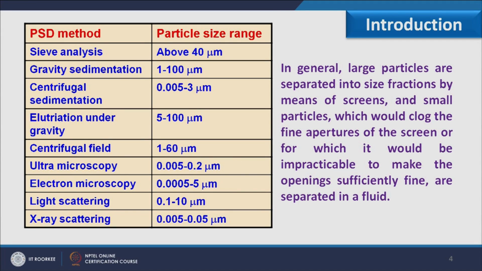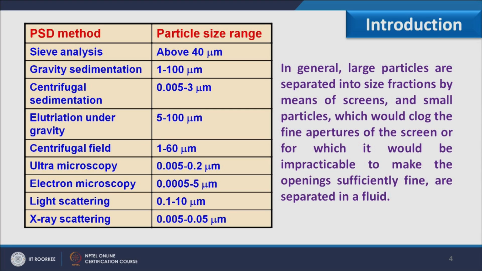And if you refer to this table, it shows particle size distribution methods and the corresponding particle size range. For example, sieve analysis measures sizes above 40 micrometer, and when we go for gravity sedimentation, centrifugal sedimentation and elutriation under gravity, all these three processes use fluid as a medium.